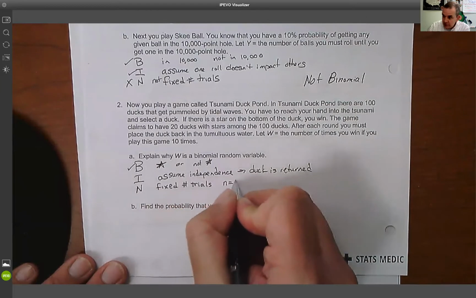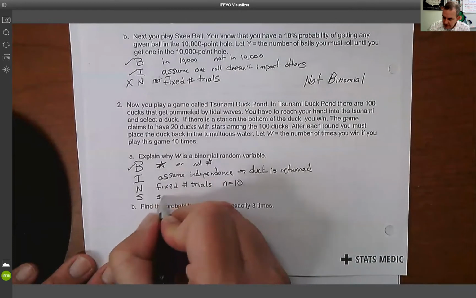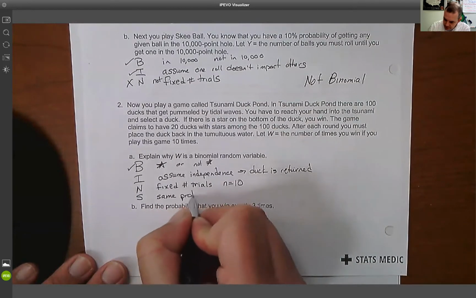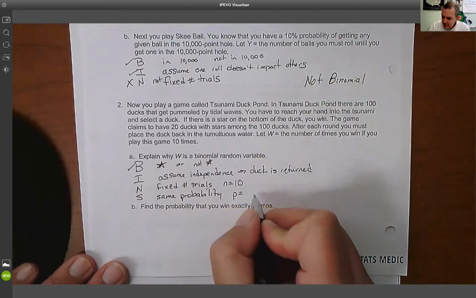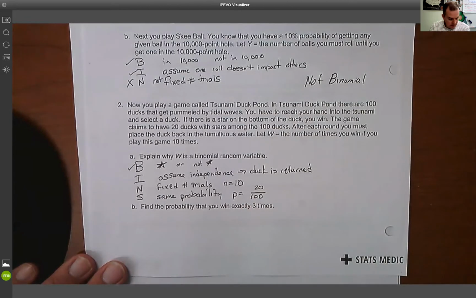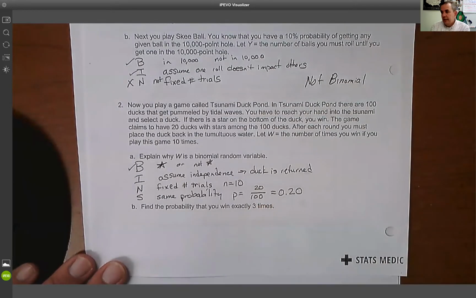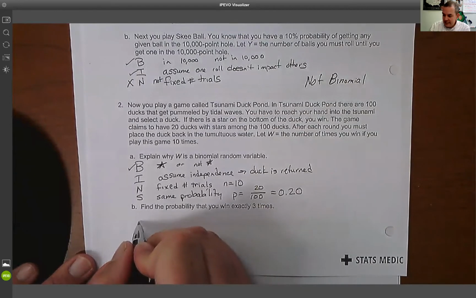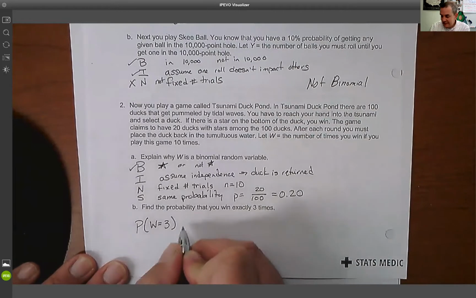That's going to be our n equal to 10, because we're playing it 10 times. And S, do we have that same probability? Well, it doesn't explicitly say the probability, but you can figure it out. Out of 100 ducks in this game, 20 are going to be winners, so that my probability of success is 0.20. So now, the next question says find the probability you will win exactly 3 times. So we want to say probability that W is exactly 3.